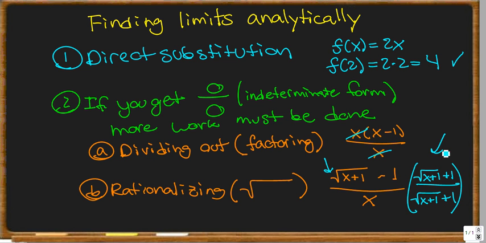So we're multiplying by 1, so we're not changing anything, but we're going to eventually get rid of this square root. And that's going to be very, very helpful to us. And then you're going to eventually divide out. So you're going to be going back to the dividing out technique after you rationalize. So this is a longer problem.